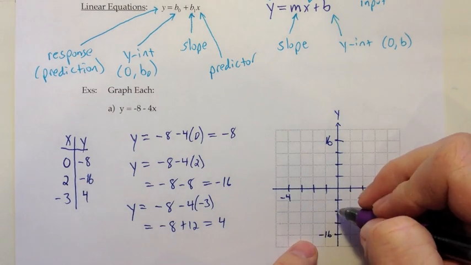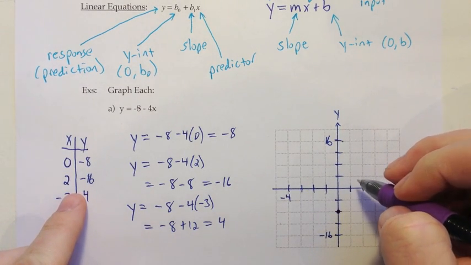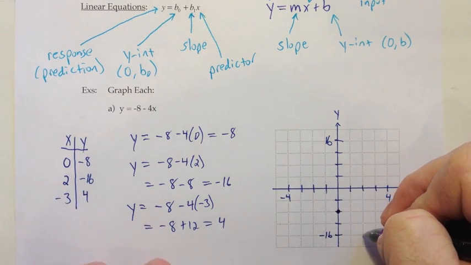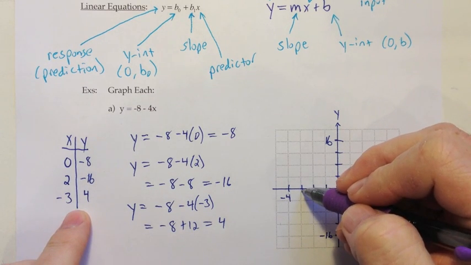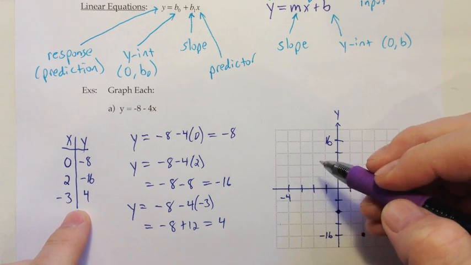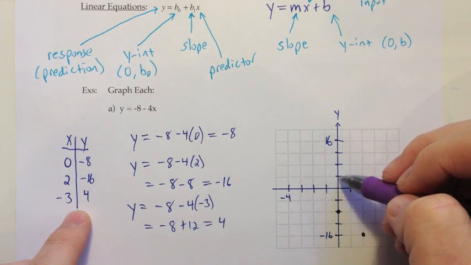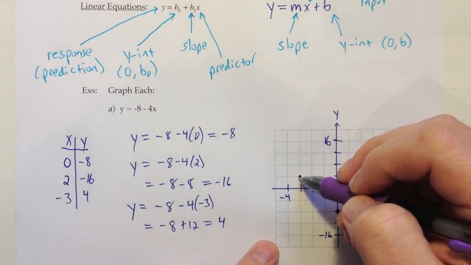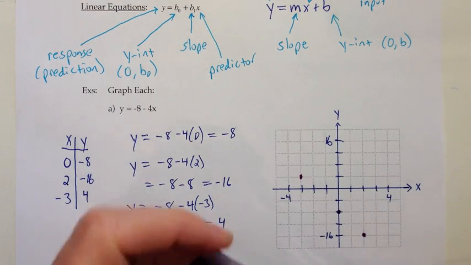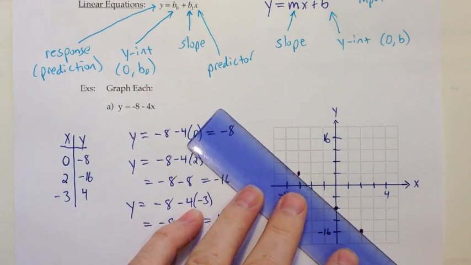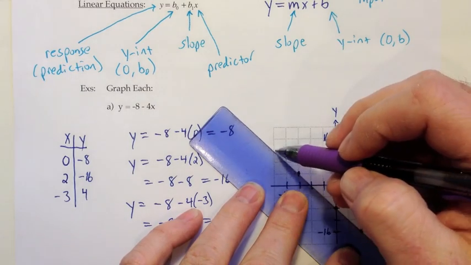So I have over 0 down to -8, right 2 and down to -16, and left to -3 and up to 4. I'm sorry, up to 4. So up to 4 would be right here. And all three of those do seem to be lining up, so that's a good sign that I've done this correctly. And I'll go ahead and line that up with the ruler and then draw in the line.